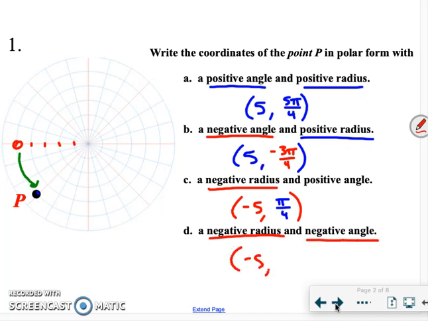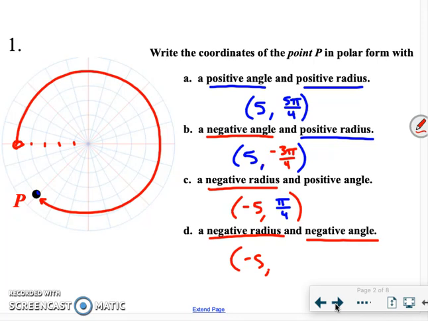Similar to that, in part D, if we're talking about a negative radius, again negative 5, and a negative angle, that means the same movement to where I went to the left 5 units, and now in the negative direction, we need to rotate all the way around, which is almost a full circle, except for that pi over 4. So we would say in that negative direction, we're going negative 7 pi over 4.